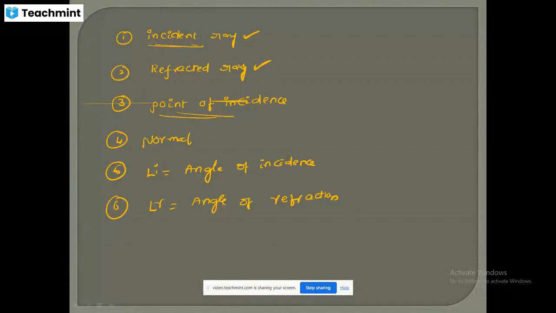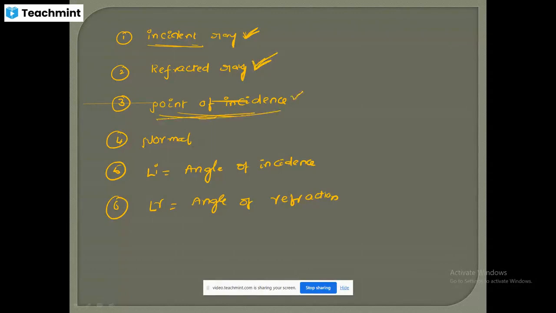Okay, incident ray: we need to remember that the light always falls on the surface. And the refracted ray is the ray which is refracted from the interface. Here light is passing from one medium to another medium. The ray in the second medium is called the refracted ray.